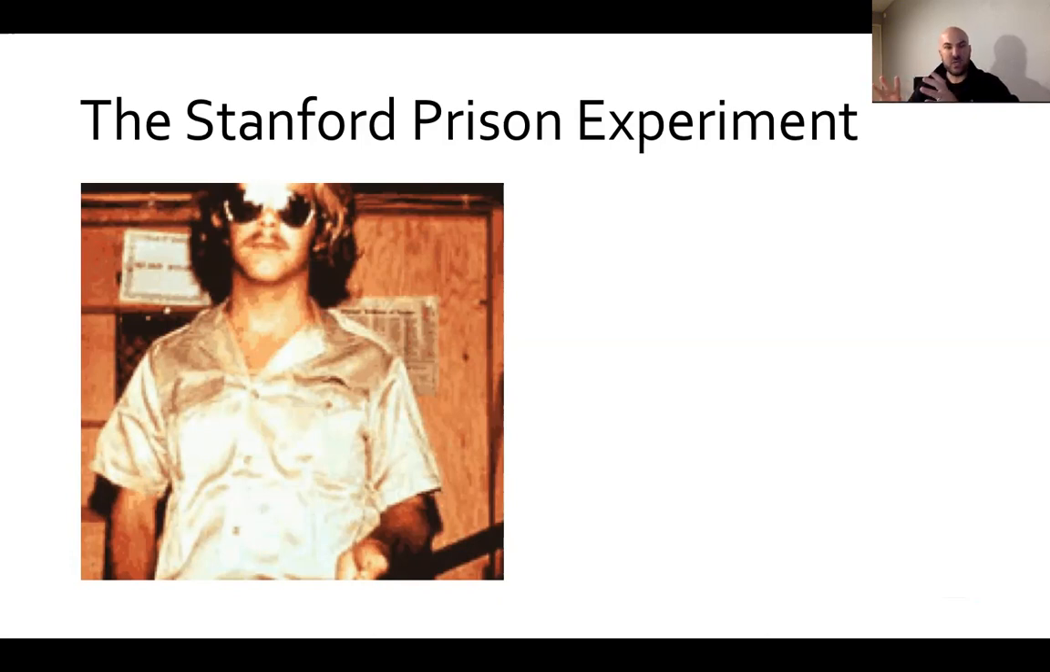So he created this fake prison, and he wanted to populate it with college students, participants from the SONA system, and he wanted to randomly assign them to be one of two roles. Philip Zimbardo assigned half the people to be prison guards, and the other half he randomly assigned to be prisoners.